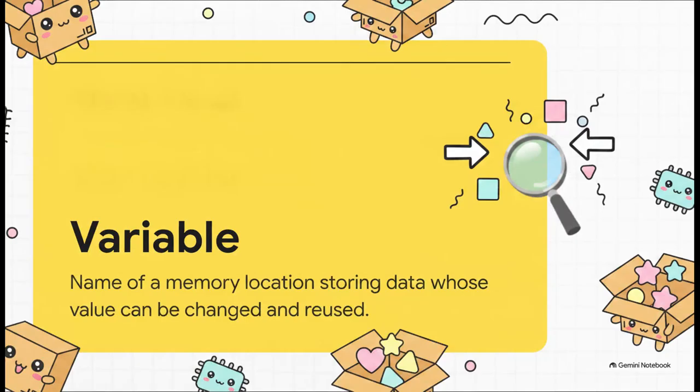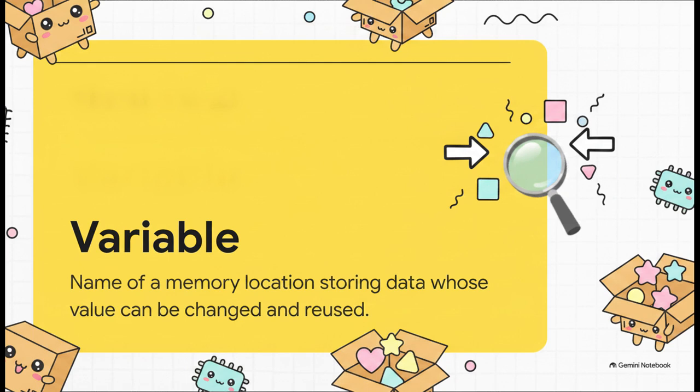So, where does all this organized data actually go? Well, it goes into a variable. Think of a variable as a name for a specific memory location used to temporarily store data. And the cool part is, its value can be changed and reused. They're basically like temporary storage boxes living inside the computer's volatile internal memory.